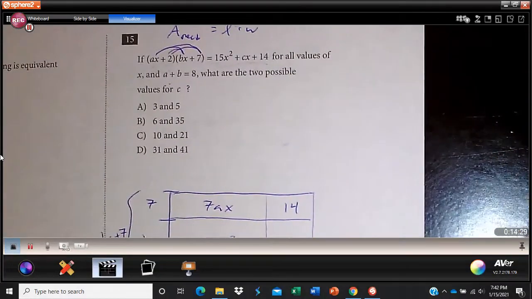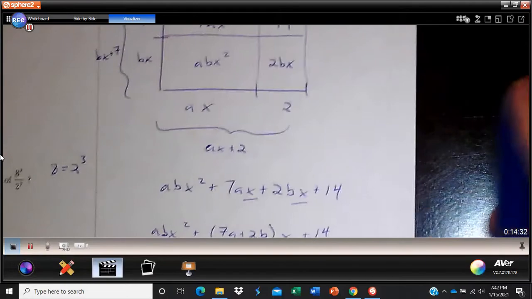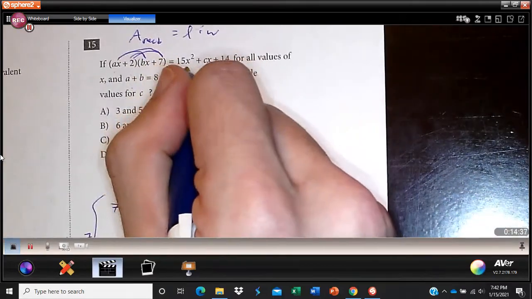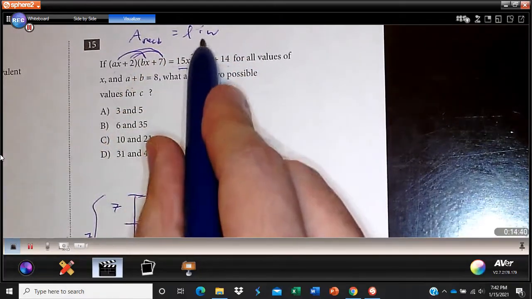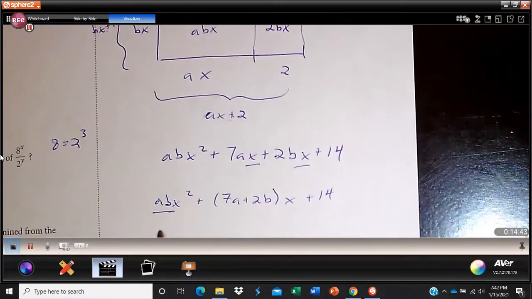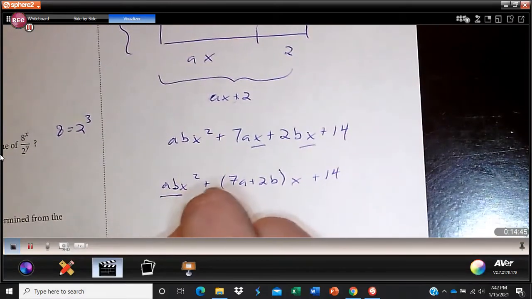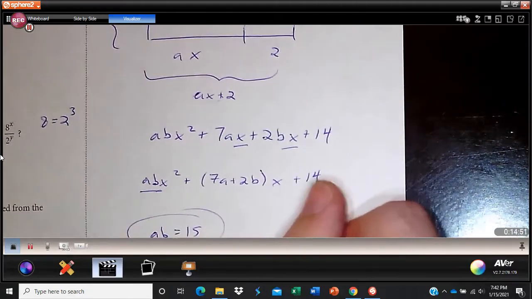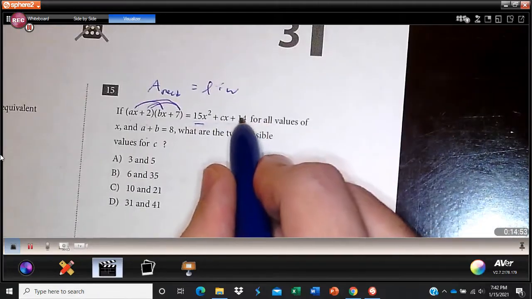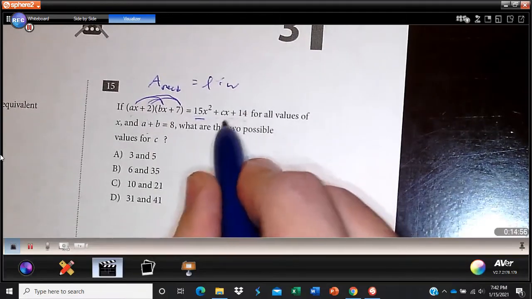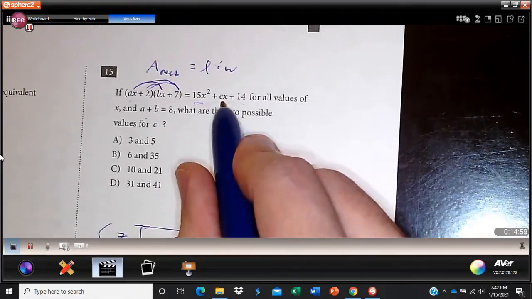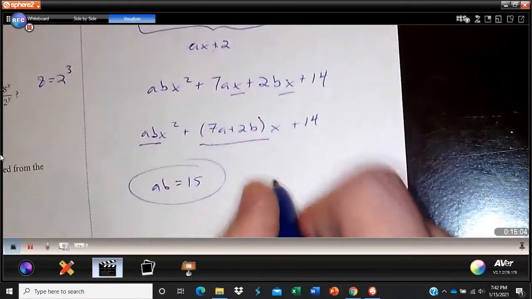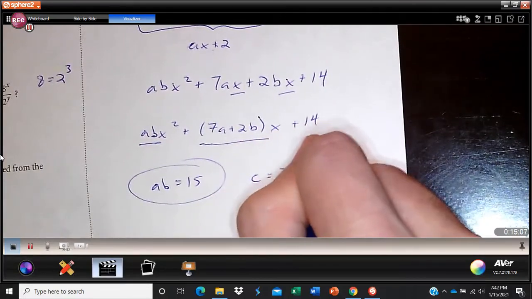And now I have to figure out what I'm going to do here. I know that a times b must be equal to 15 because they are the x squared terms, so the coefficients must be equal to each other. So let's actually write that down. A times b is equal to 15. So that's a big deal. And then we know the constant terms line up, as they should, because there's no other way to make or add 1s to either side. And then for the cx term, c would be equal to this coefficient. So c is equal to 7a plus 2b.